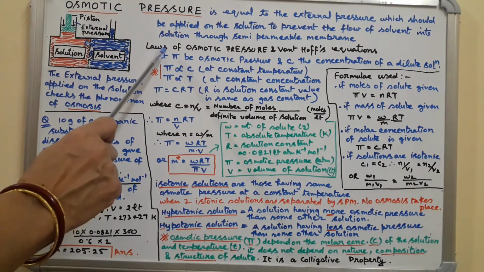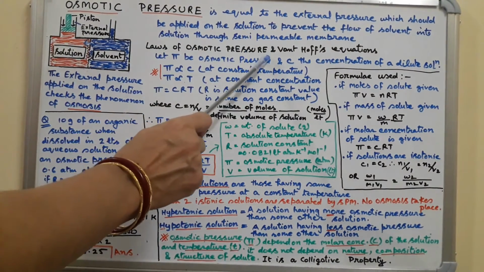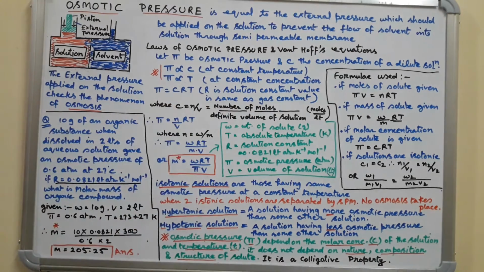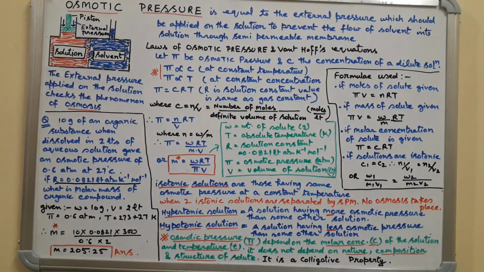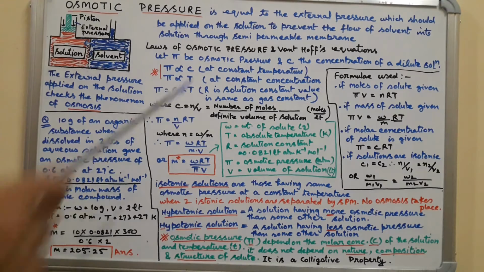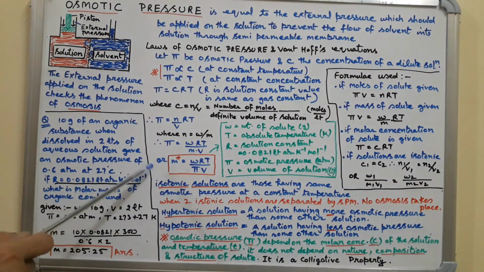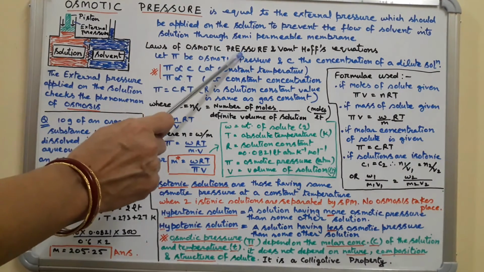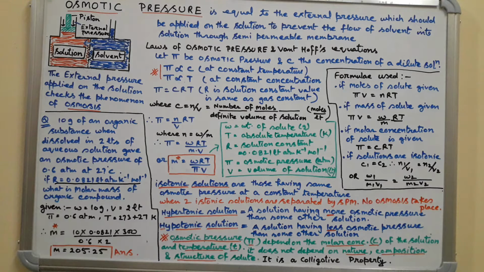Now let's begin with the laws of osmotic pressure and the Van't Hoff equation. The reason is that this is the implementation of these laws to find out the molecular mass of a non-volatile solute using osmotic pressure and the Van't Hoff equation. So let's begin with that.